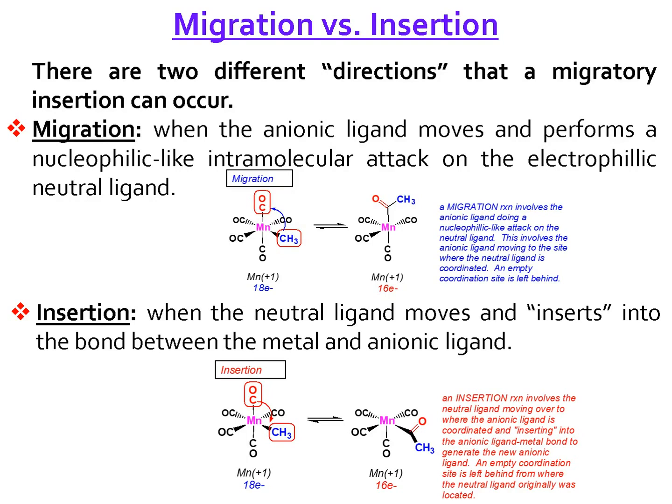Why is this reaction called migratory insertion? The term migratory insertion is two words: one, migration, and the second, insertion. There are two different directions in which the migratory insertion can occur. Migration is when the anionic ligand moves and performs a nucleophilic or intramolecular attack on the electrophilic atom, in this case, for example, on the carbon. Insertion is when the neutral ligand moves and inserts in the M-alkyl bond, for example. In the two cases, migration or insertion, we obtain practically the same product.